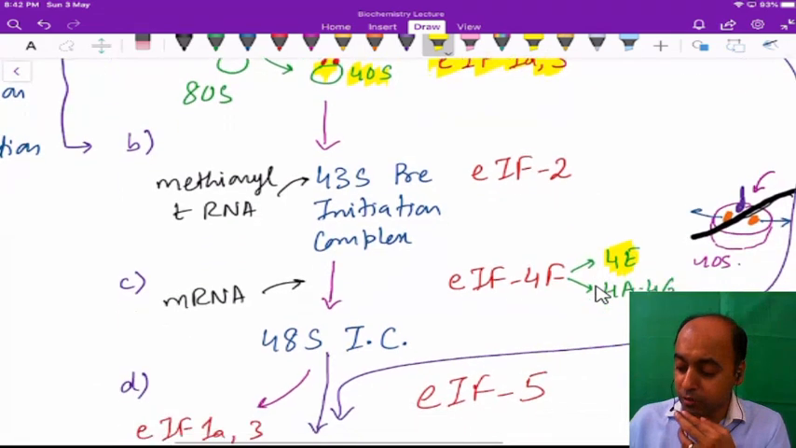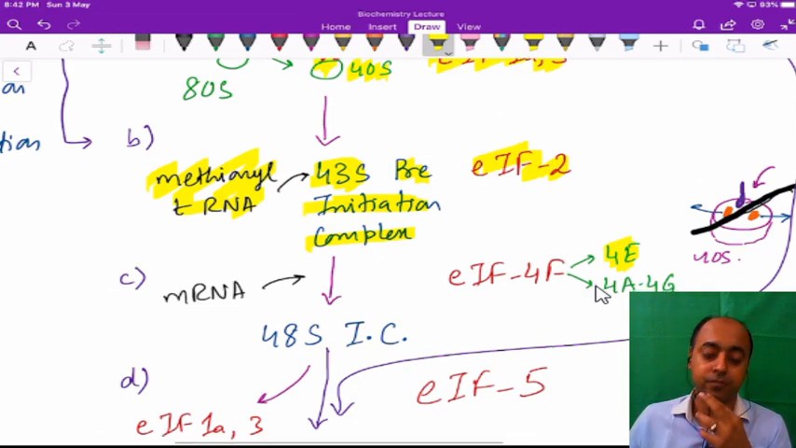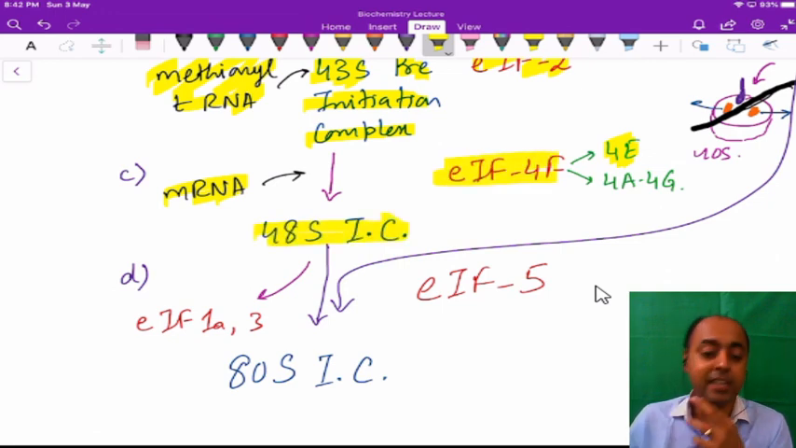The 40S subunit will then join with the methionine tRNA with the help of initiation factor 2, resulting in formation of the 43S pre-initiation complex. To this pre-initiation complex, there is attachment of messenger RNA facilitated by the eukaryotic initiation factor 4F, resulting in formation of 48S initiation complex.